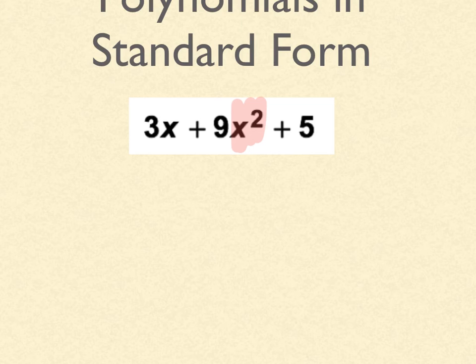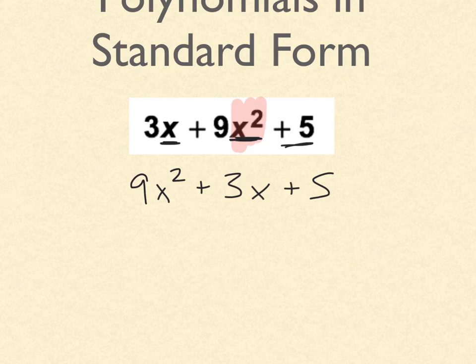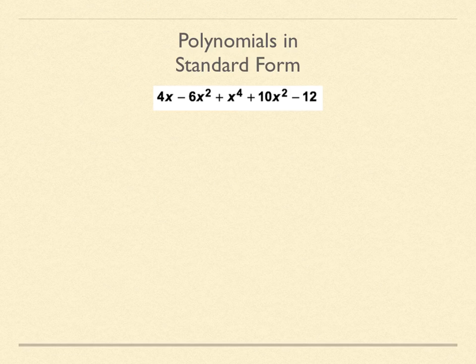So we have 9x squared that we're going to write first. Then since we have x squared first, the one right down from that would just be x all by itself. So then we would just do plus 3x. And then the last one we have is just the constant 5. So we're just rewriting it in standard form. Let's go to the next example.